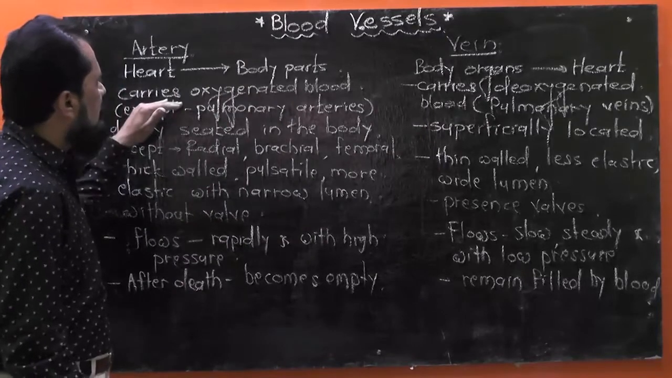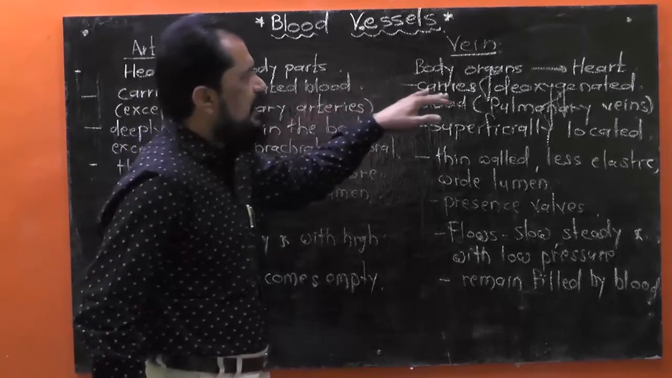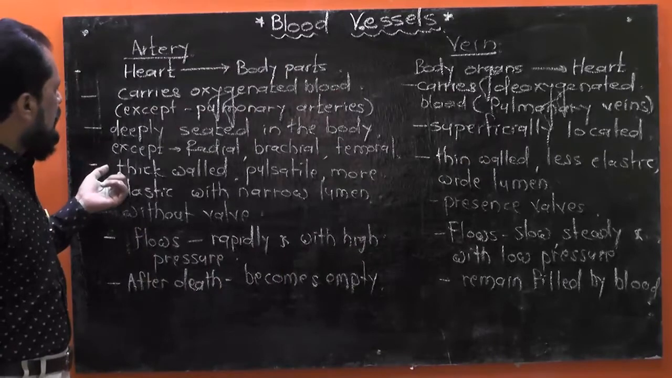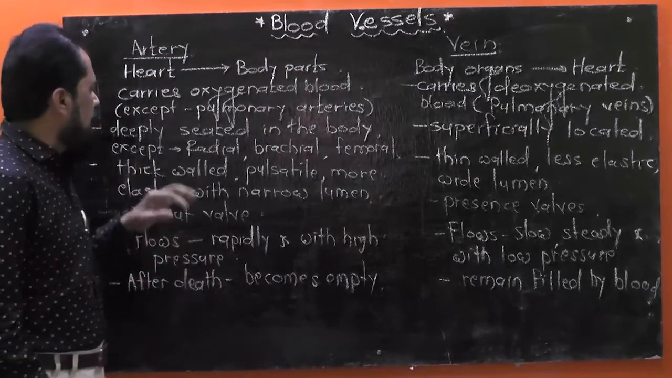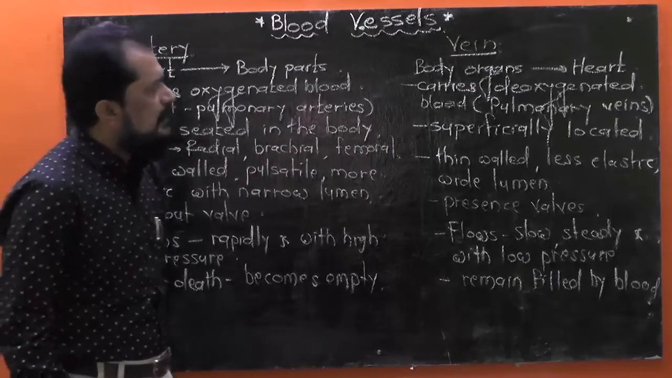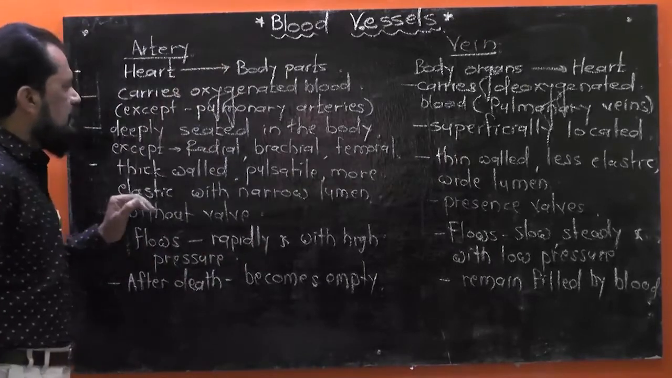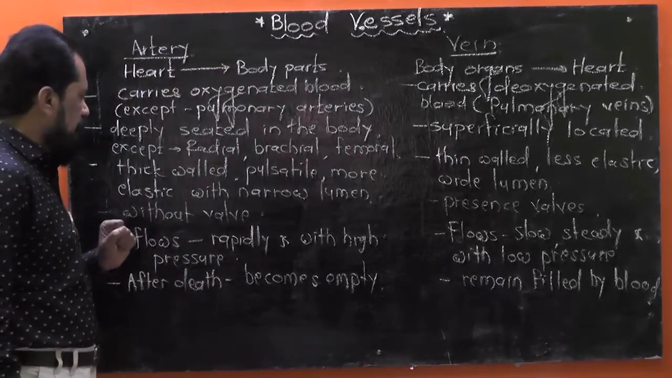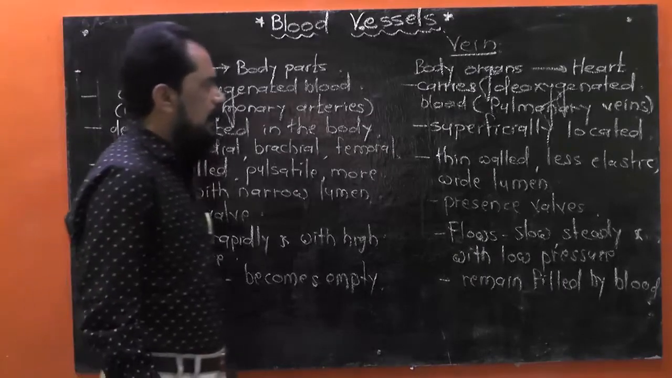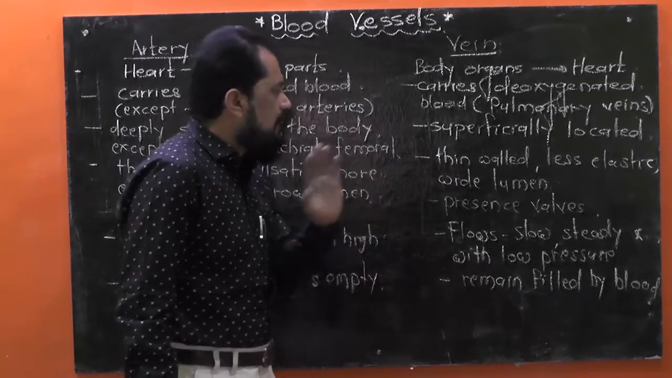Arteries carry oxygenated blood except pulmonary arteries. Veins carry deoxygenated blood except pulmonary veins. The arteries are deeply seated in the body except radial, brachial and femoral arteries, while the veins are superficially located. The arteries are thick walled, these are pulsatile, more elastic, and the lumen is narrow. On the other hand, the veins are thin walled, less elastic with wide lumen.